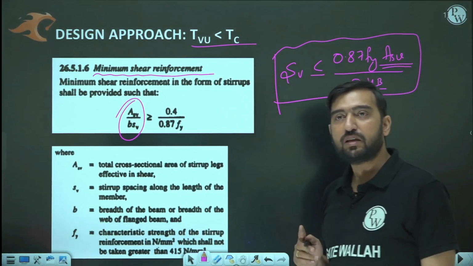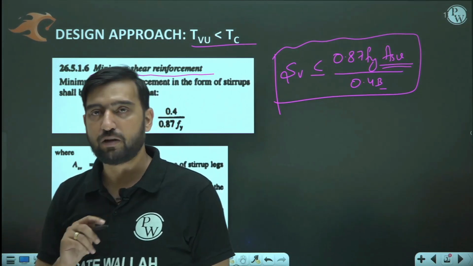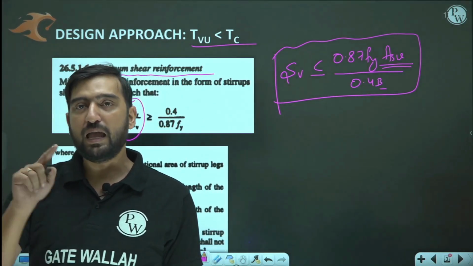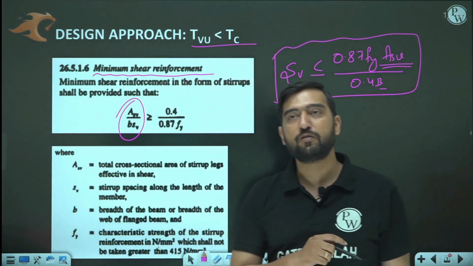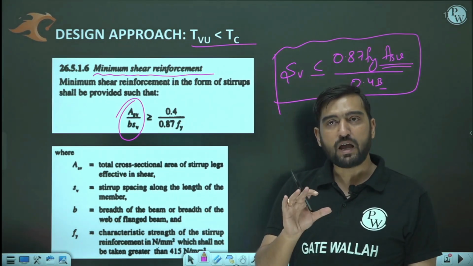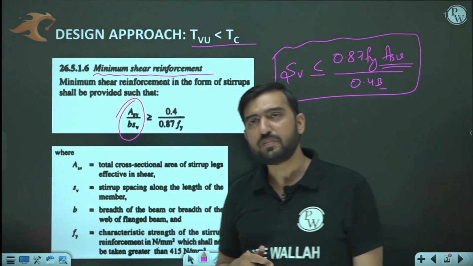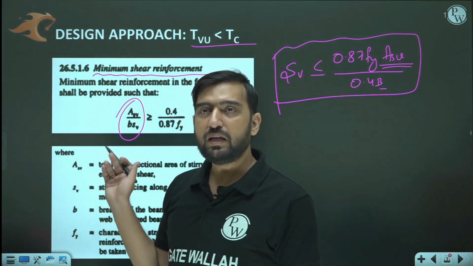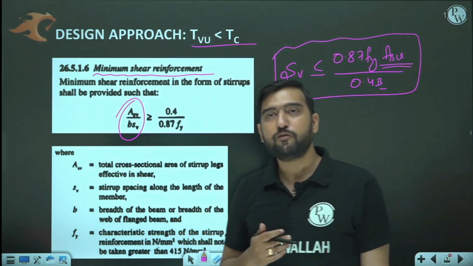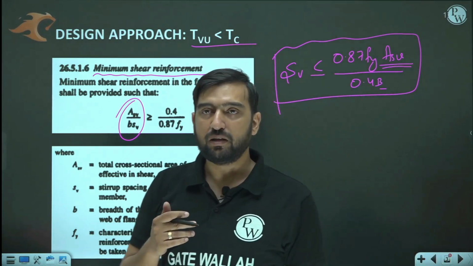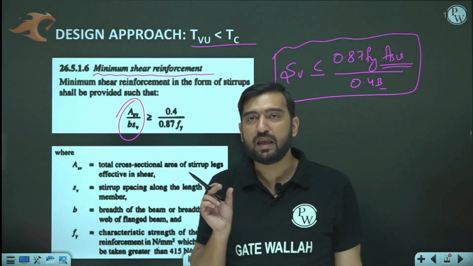For example, if we are using Fe 415, then we are using 415 in place of Fy. Now, what is this ASV? My dear friend, this ASV is the area of steel for shear stirrups. AS is area of steel, and V stands for shear force. So, area of steel required for stirrups. Unlike in flexure and torsion, in shear the main role of design is due to spacing. ASV is fixed.